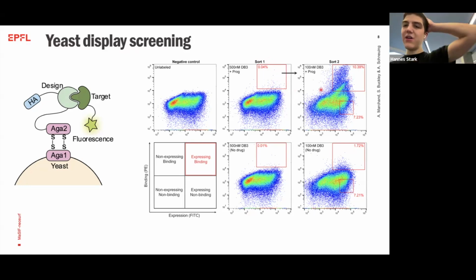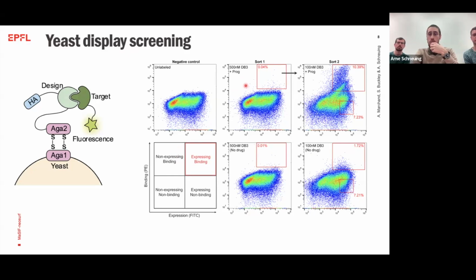I'm a bit confused. How can you have non-expressing and binding? If your design doesn't express, how can the target bind to it? Because sometimes your protein is a bit sticky, or it could be that you have a truncated protein, so if the HA tag is truncated, if half of the design is expressed, you don't have proper folding, and then you get some hydrophobic residues, which will just stick to everything, including your detection antibody.